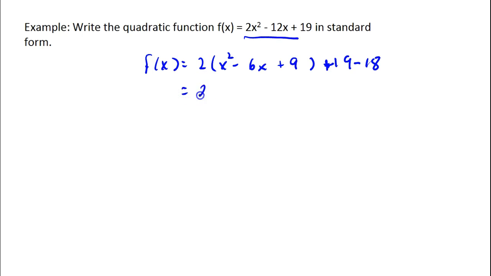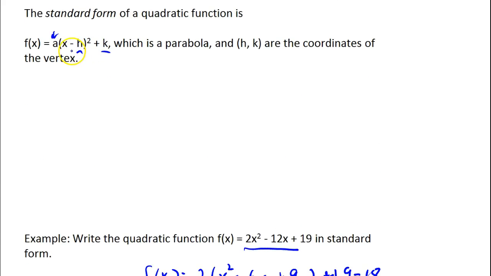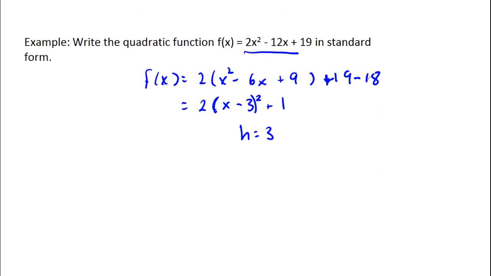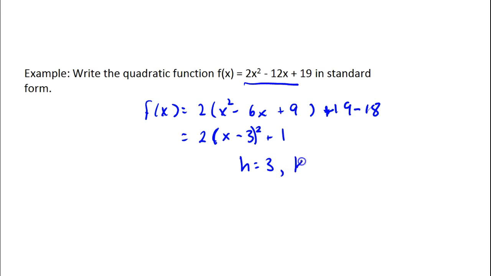So this will simplify to 2(x − 3)² + 1. I left off that parenthesis there, didn't I? Okay, so h is positive 3, because if you look up here, it's always x minus h plus k. So k is 1.